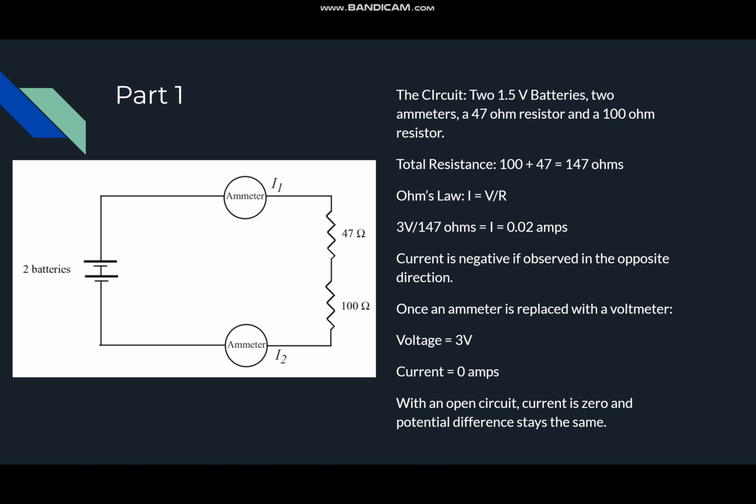And once an ammeter is replaced with a voltmeter, I found that voltage is 3 and that the current is 0, and this is because with an open circuit, current is always 0, right? And the potential difference is always constant.